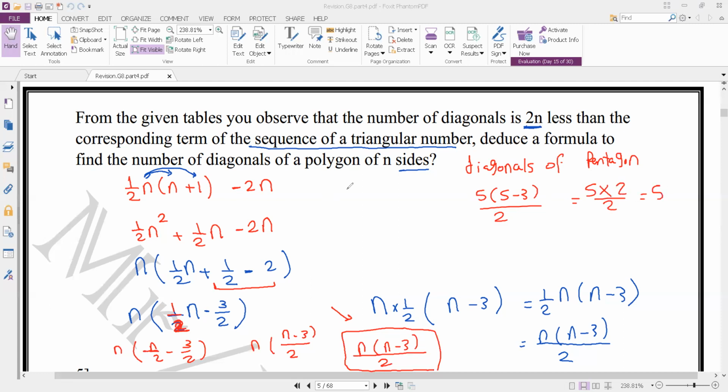If I asked about the octagon, in the octagon we have 8 sides. What is the rule? 8 times 8 minus 3, over 2. So it's 8 times 5 over 2. 8 times 5 is 40, 40 divided by 2 is 20. It's 20. That's right.